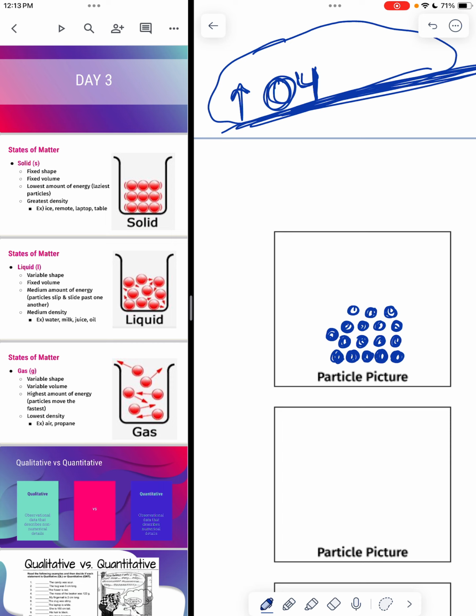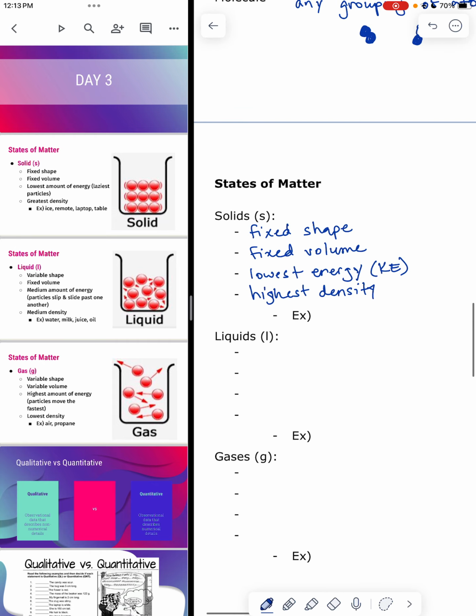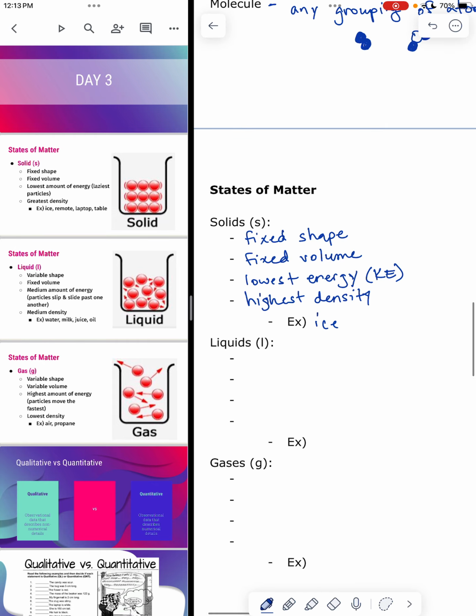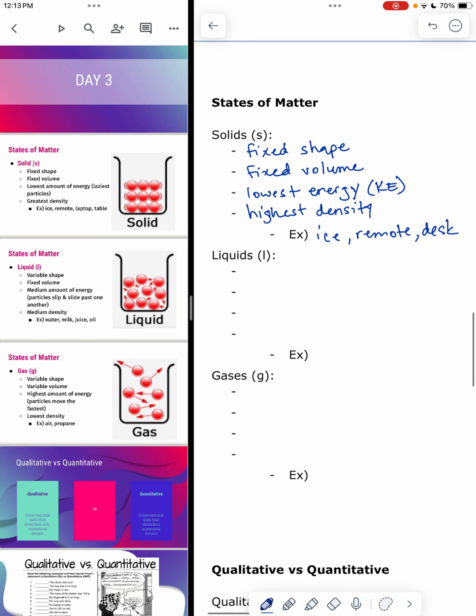So when we talk particle pictures, you can just do something very subtle there. You can put little wiggles around, knowing that they do move. They aren't just completely inert, but they don't move past each other. Examples: ice, remote, desk, so on and so forth. You can fill in those types of examples yourselves.